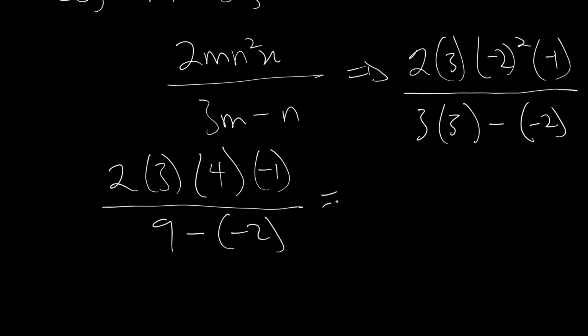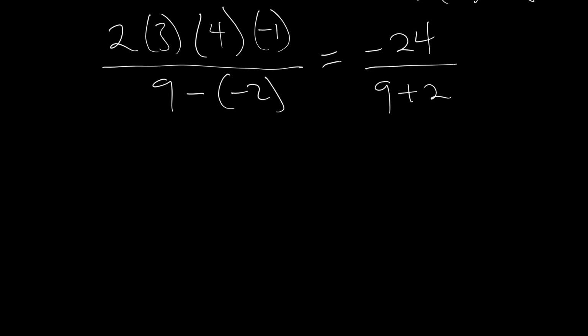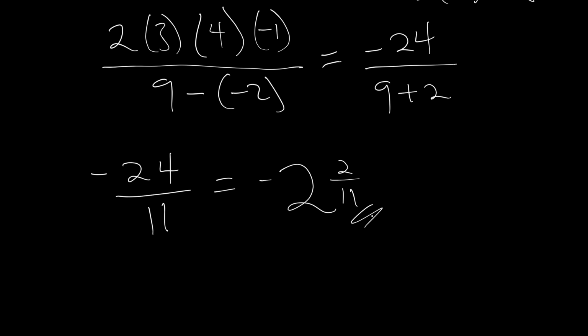Now this is equal to, 2 times 3 is 6, 6 times 4 is 24, and 24 times -1 is -24. All divided by 9 minus negative 2, so we have +2, which gives 11. So then we have -24 divided by 11. And this can be written as -2 whole number 2 over 11. So this brings us to the end of question 2b.